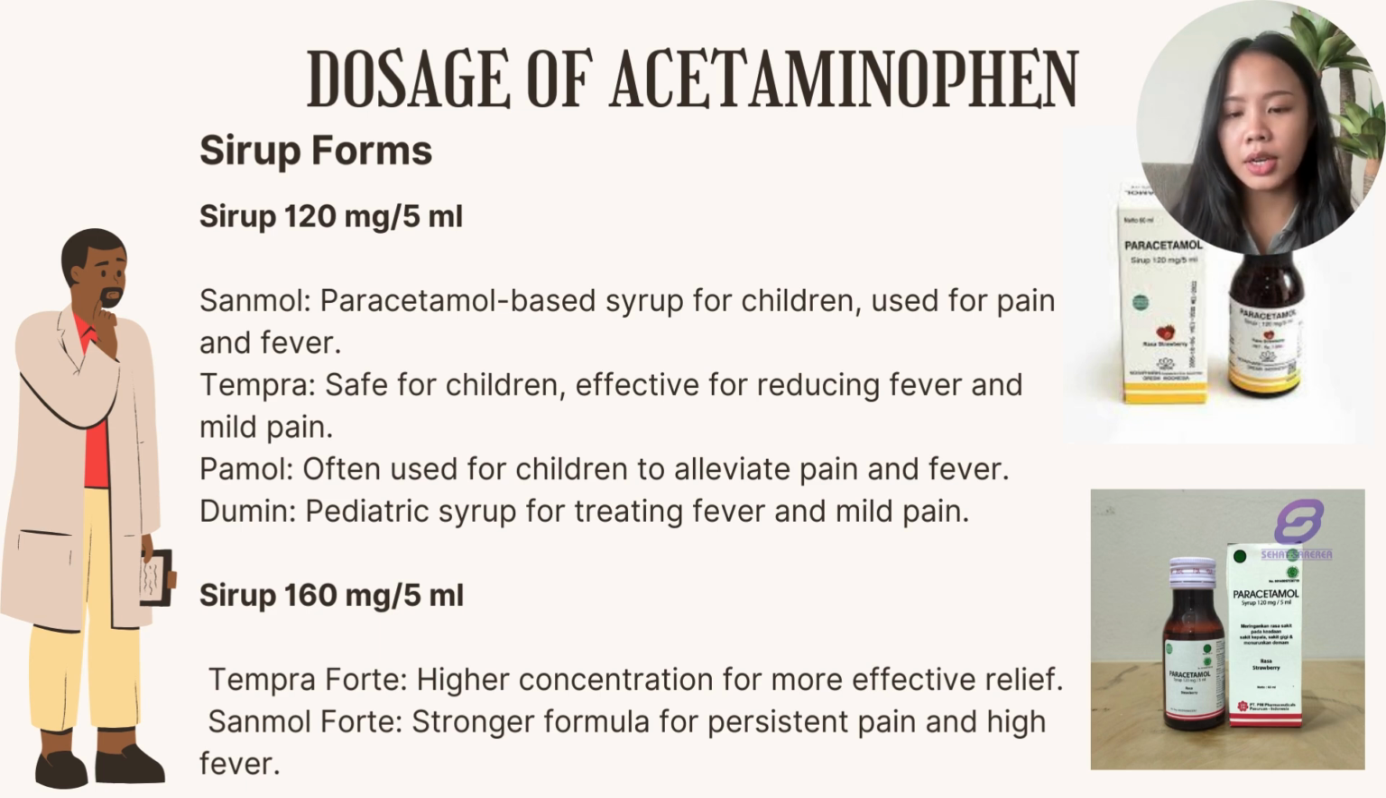For syrup 160 milligrams per 5 milliliters, Tempra Forte, higher concentration for more effective relief, and Sanmol Forte, a stronger formula for persistent pain and high fever. You can see the picture on the slide.